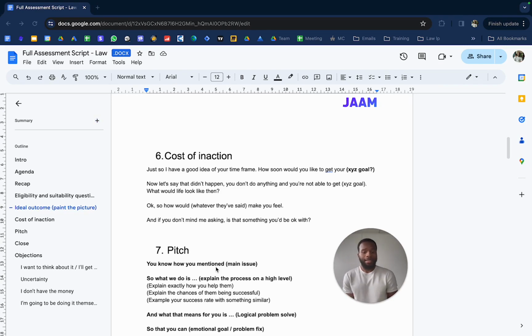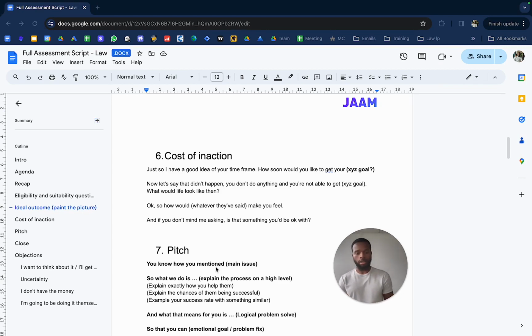Now, let's say that didn't happen. You don't do anything and you're not able to get your XYZ goal. What would life look like then? Right? So let's say that didn't happen. You didn't do anything and you're not able to get to XYZ goal.